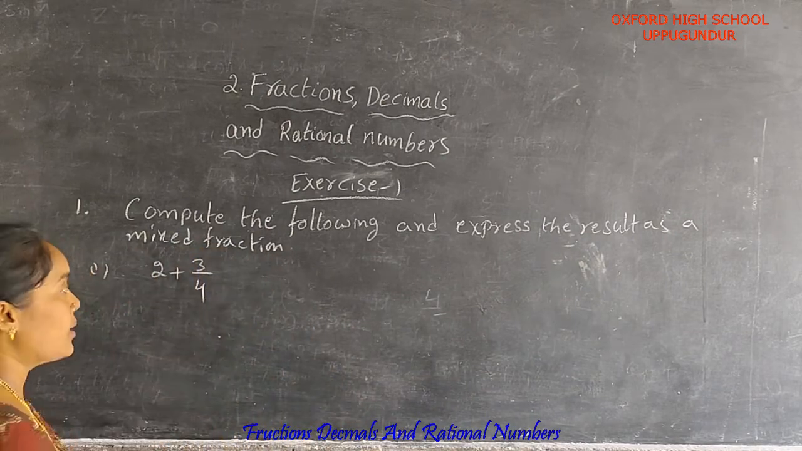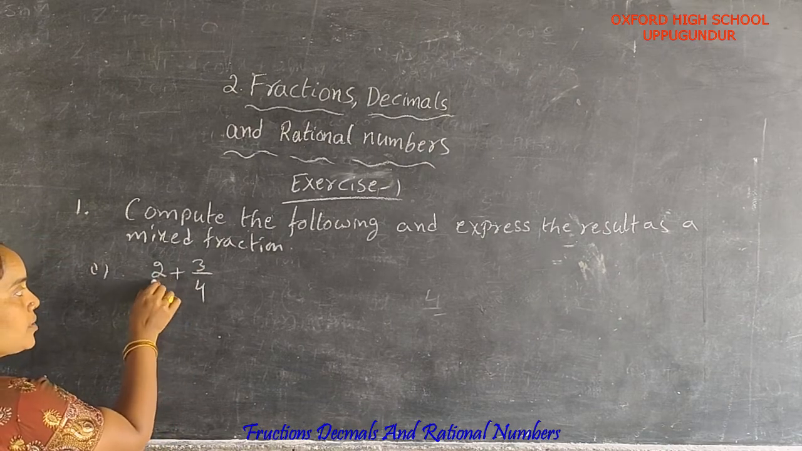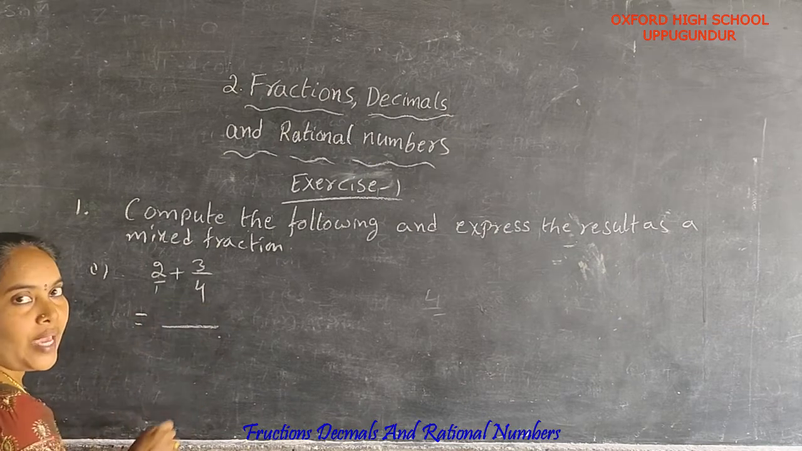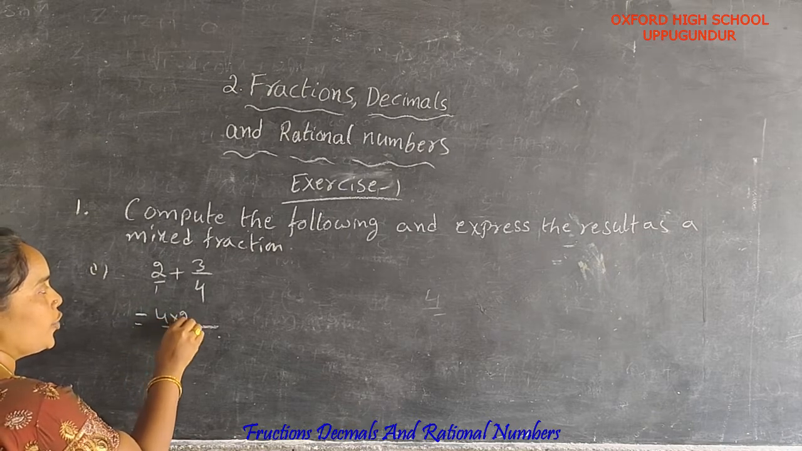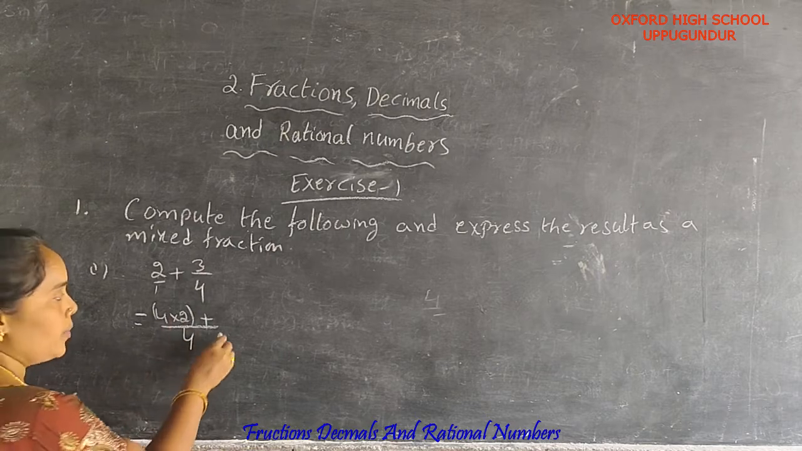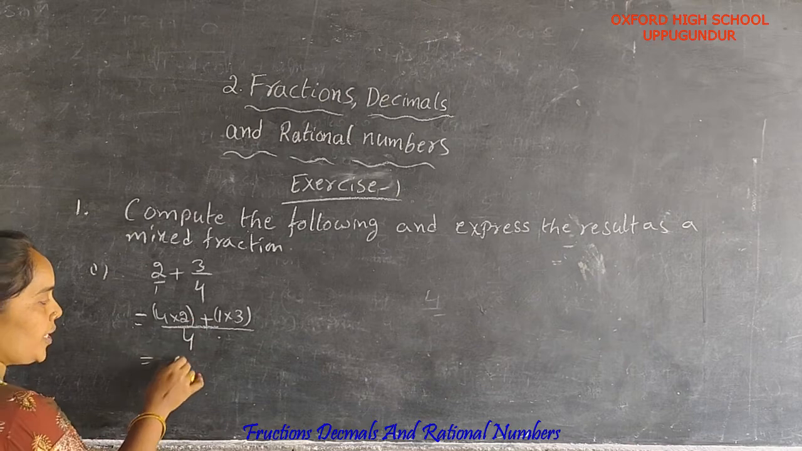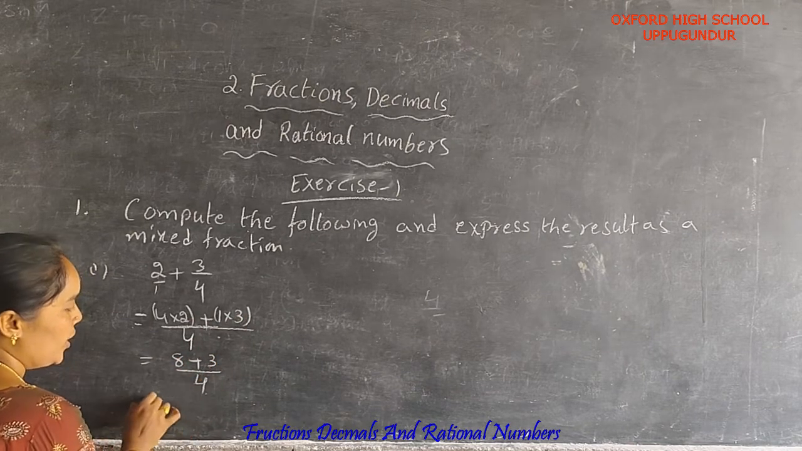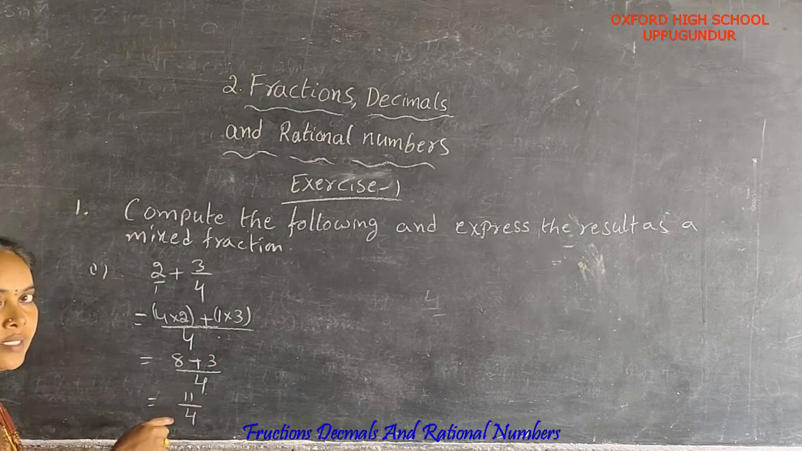First compute the following. Listen. 2 plus 3 by 4. 2 means a whole number, so 2 by 1. LCM of 1 and 4 is 4. 4 times 2 is 8, plus 4 goes into 4 one time, 1 into numerator 3, so 3. 8 plus 3 is 11. 11 by 4. The answer is 11 by 4.